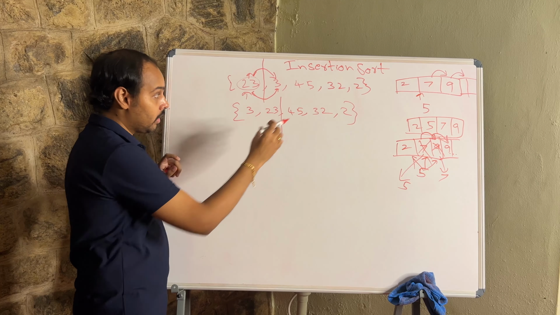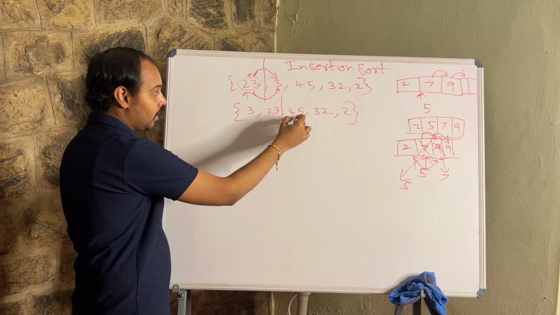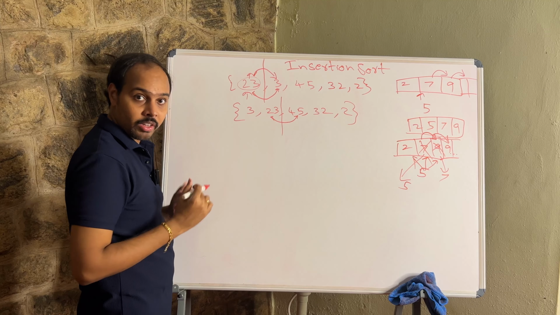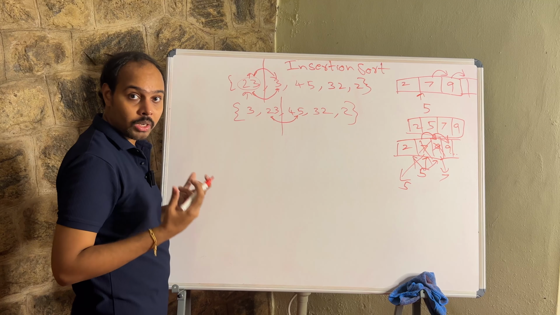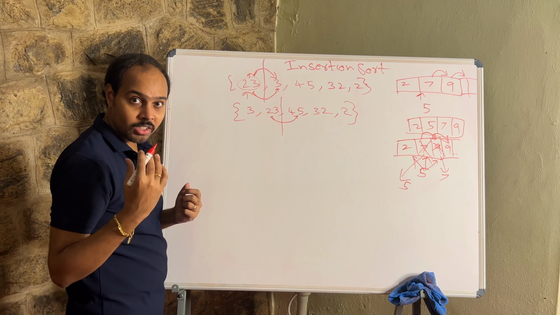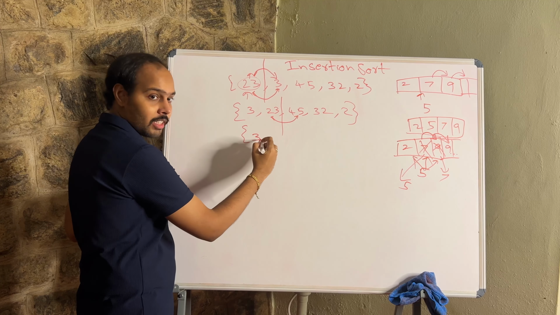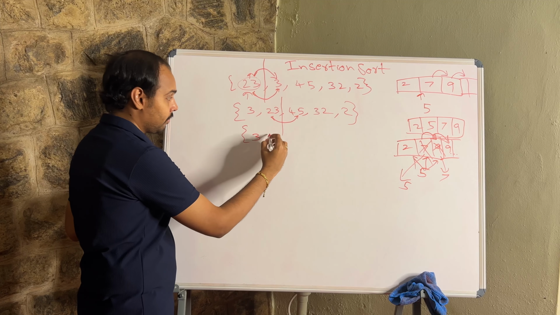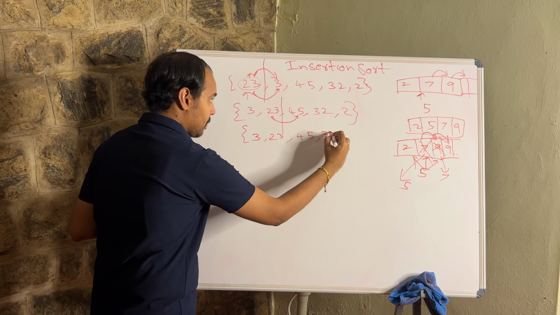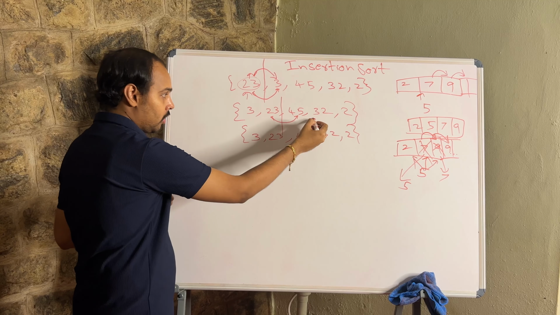Now we are going to insert this 45 into this sorted array. So we will check 23 and 45. 45 is already bigger, so we don't have to create space for anything. It is already in its right place. In the next pass, now we have 3 elements sorted.